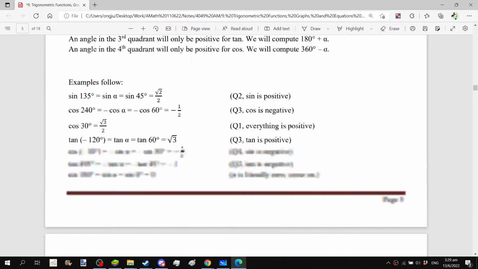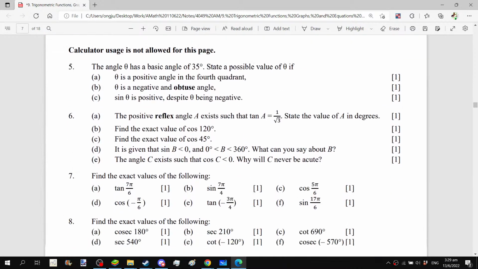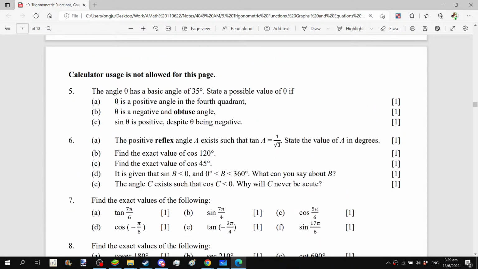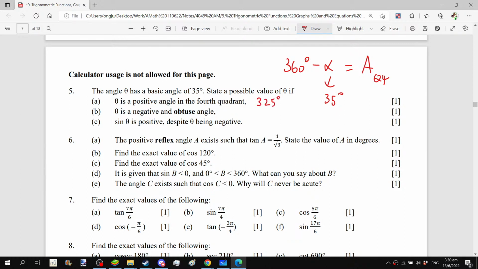So looking at a few example applications, let's say we have a basic angle of 35 degrees. We want to find a possible value if the angle is positive and in the fourth quadrant. So what we will do is we will just recall the fourth quadrant formula: 360 degrees minus basic angle equals an angle in the fourth quadrant, right? So if your basic angle is 35, then one simple example that you could use would be 325 degrees.